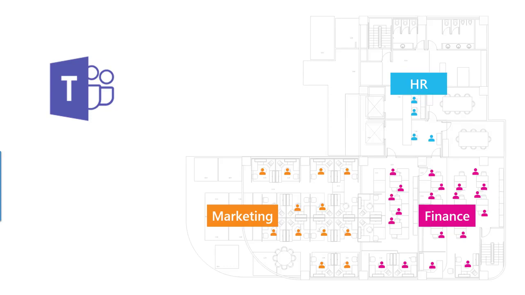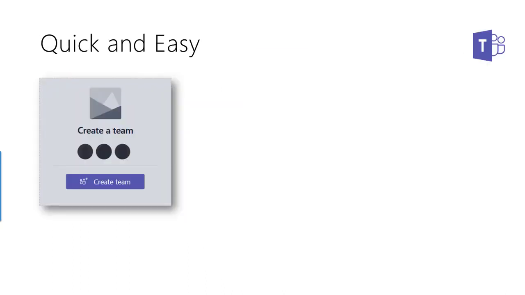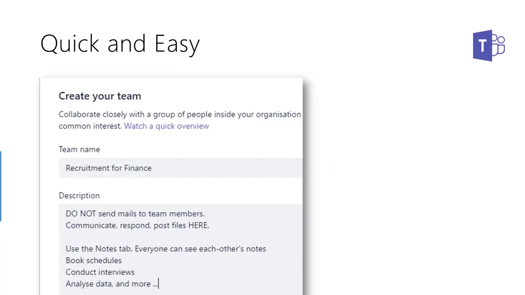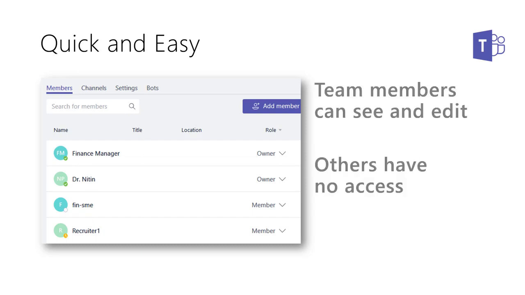We just create a team for the work we intend to do, in this case, recruitment for finance department. All you have to do is add members from different departments when you're ready to go. Creating a team is easy, just give it a name and description, add email IDs of participants, and that's it. Only the team members can see and respond to team communication.